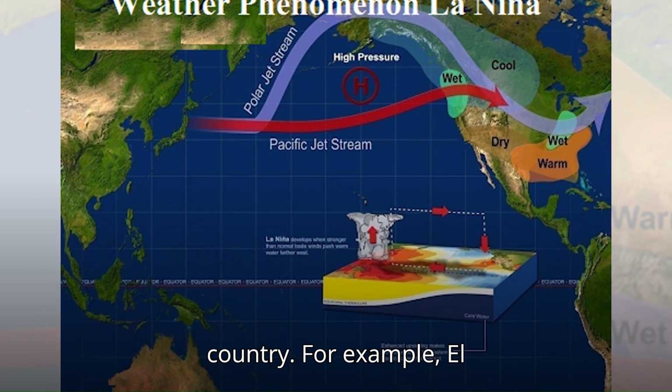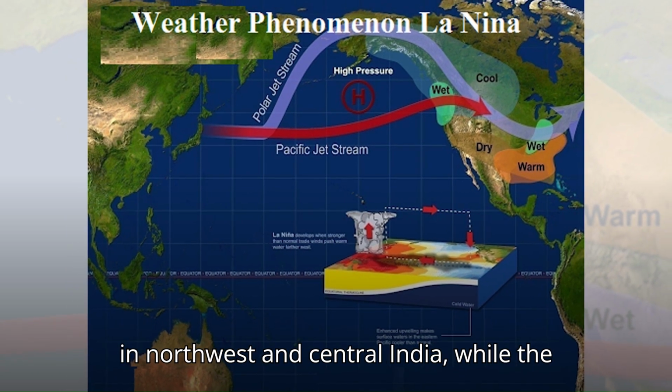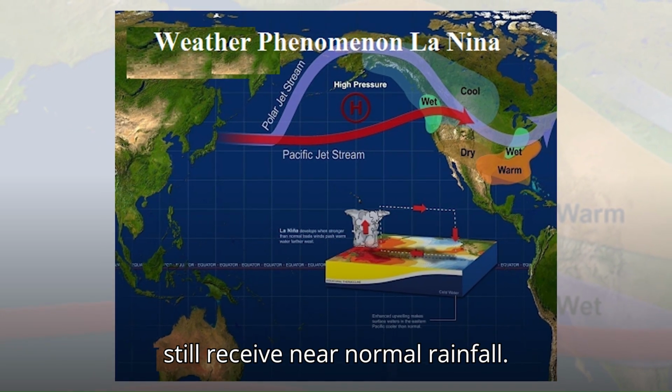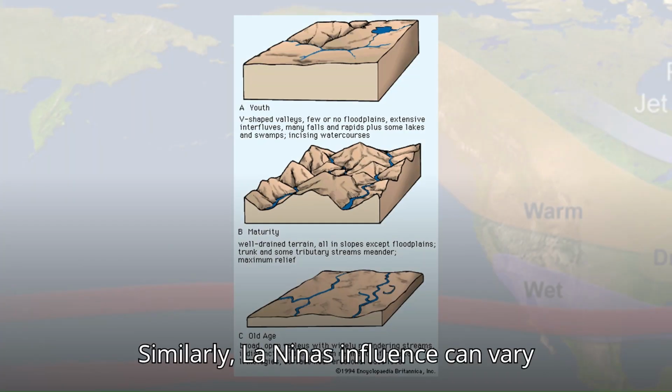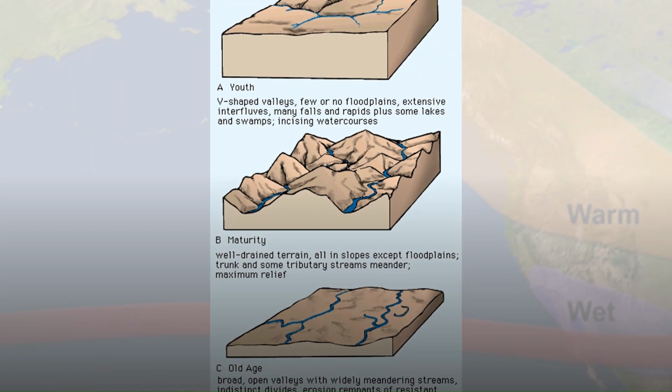The impact of El Niño and La Niña on the Indian monsoon isn't uniform across the country. For example, El Niño's effect is typically more pronounced in northwest and central India, while the southern and northeastern regions may still receive near-normal rainfall. Similarly, La Niña's influence can vary regionally, often causing excess rainfall in eastern and southern India.